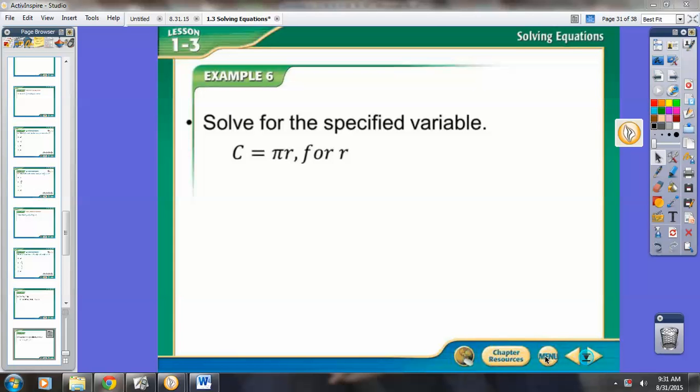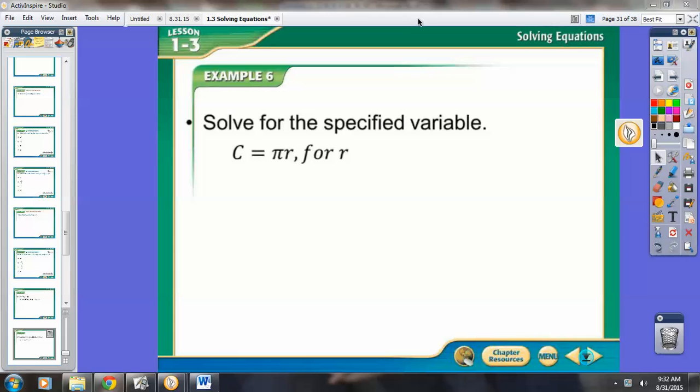We're still solving equations, but they're going to look a little different today. They're going to be literal equations. In other words, there's going to be more than one variable. You're going to be asked to solve for a specific variable.